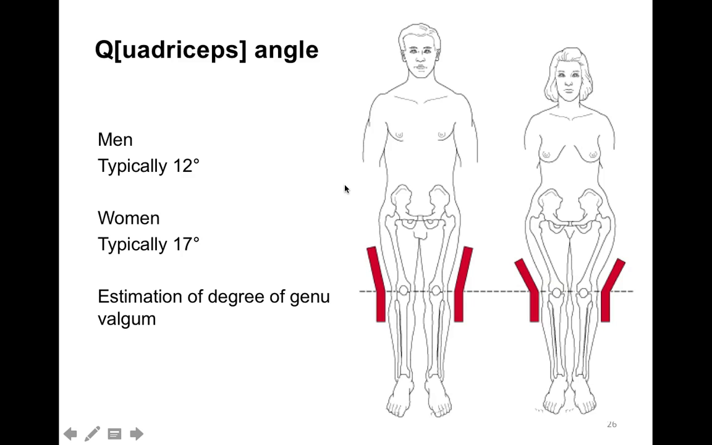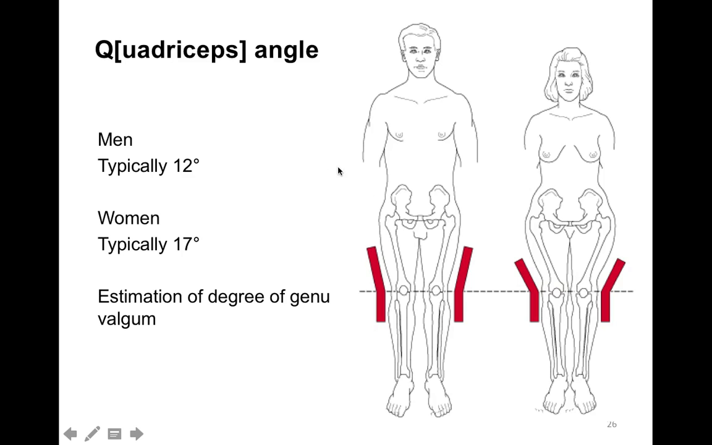Now, the angle of inclination also leads into a discussion of the quadriceps angle. And we like to abbreviate quadriceps angle as Q angle. No need to say all of that. Q angle will be just fine. And in men, the Q angle is typically 12 degrees.